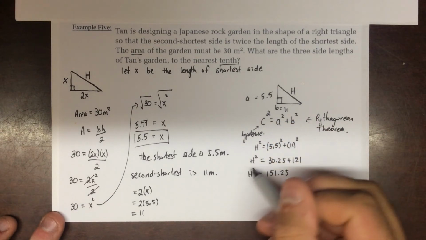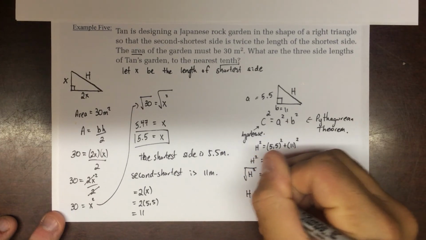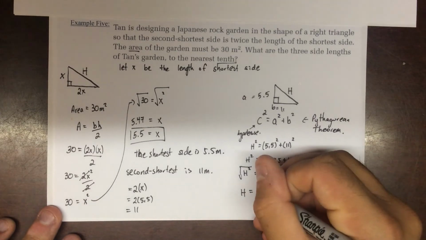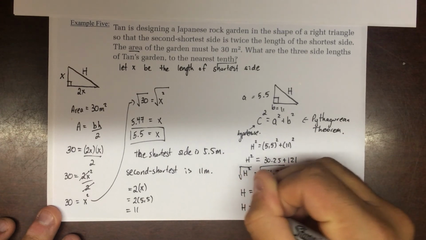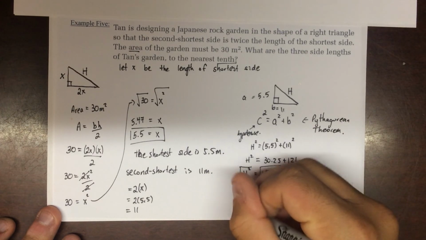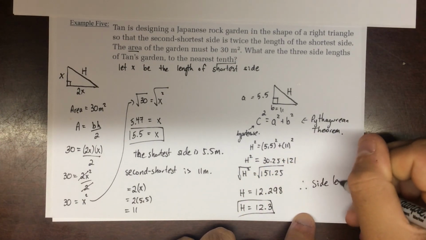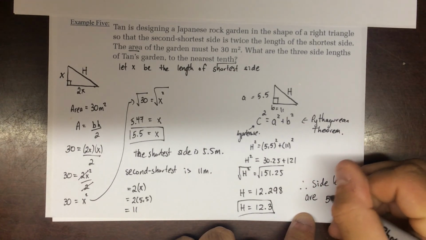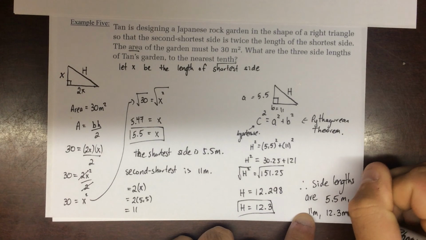121 plus 30.25 is equal to 151.25. And again, how do I get h by itself? I take the square root of either side. When I do that, h is equal to 12.298, or to the nearest tenth, 12.3. So the side lengths are 5.5 meters, 11 meters, and 12.3 meters.